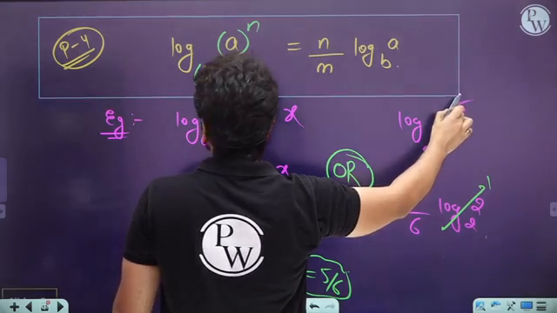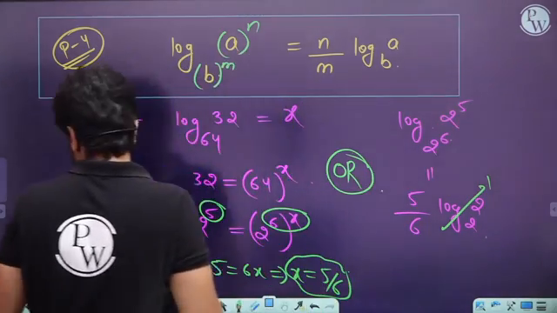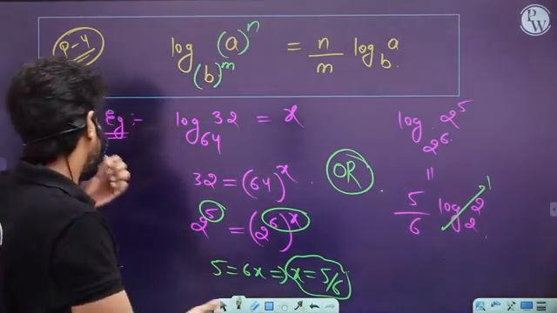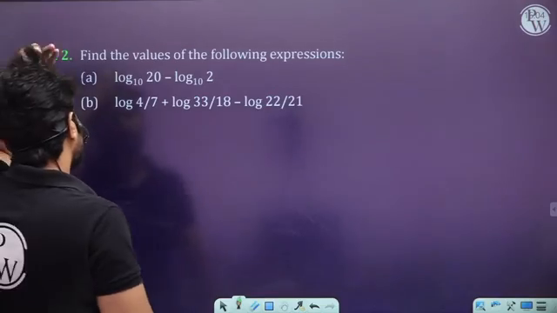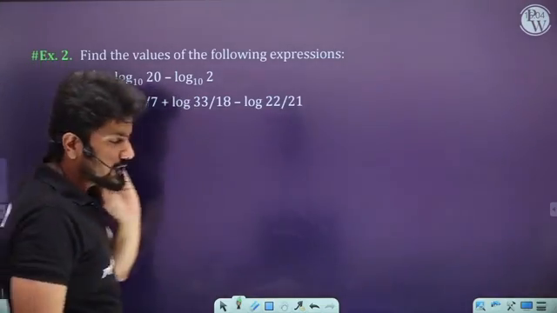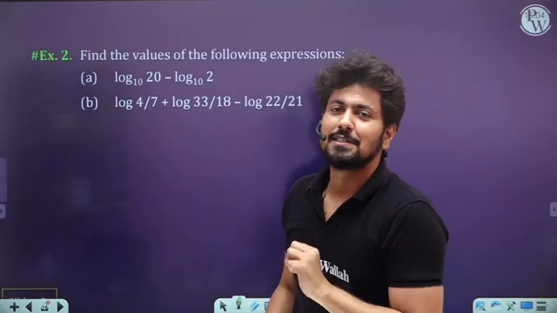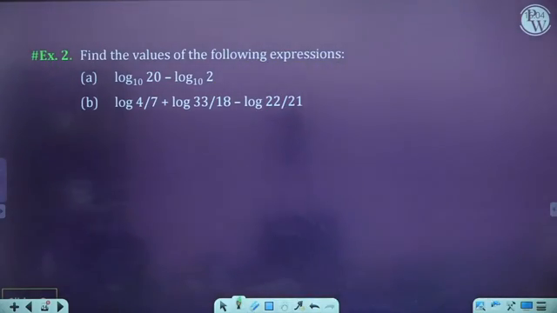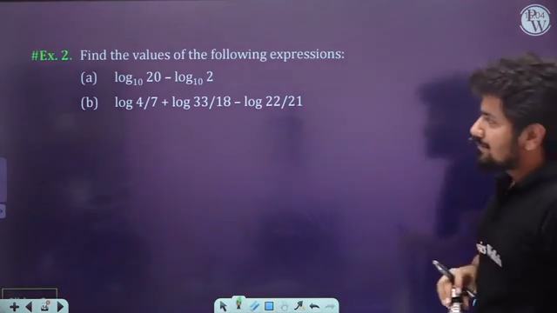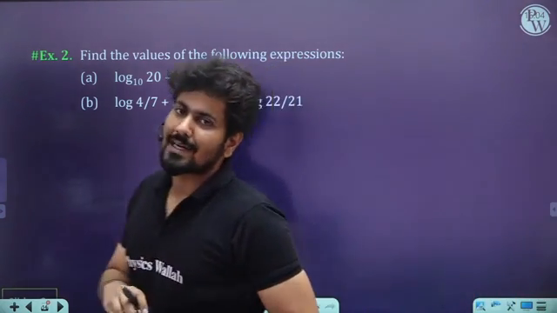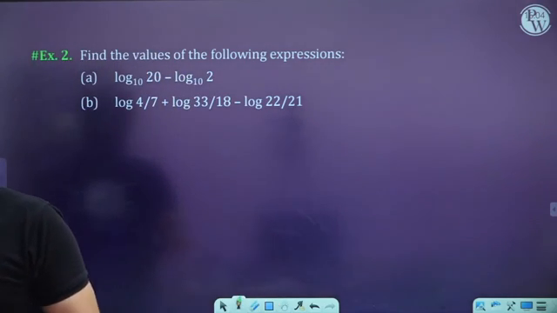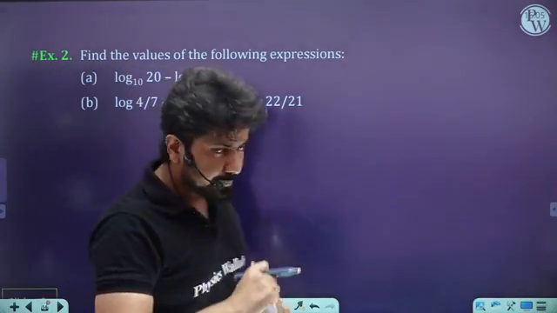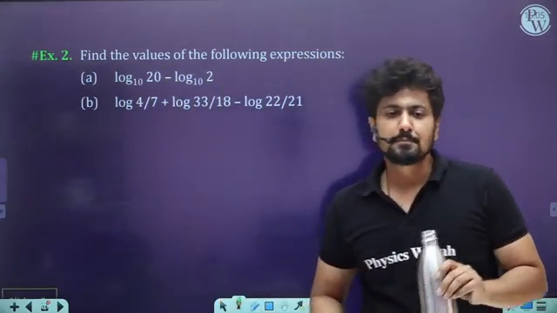So this is the property you need to remember for now. I will be telling you about one more property, the base changing theorem, that will come later. But first of all, let's practice some questions. Find the value of these expressions. I hope you try all of these questions once by yourself. Try this once, everyone. Log is very interesting. You need some practice to get command over log, definitely. But it's very, very interesting. Try both of these questions.